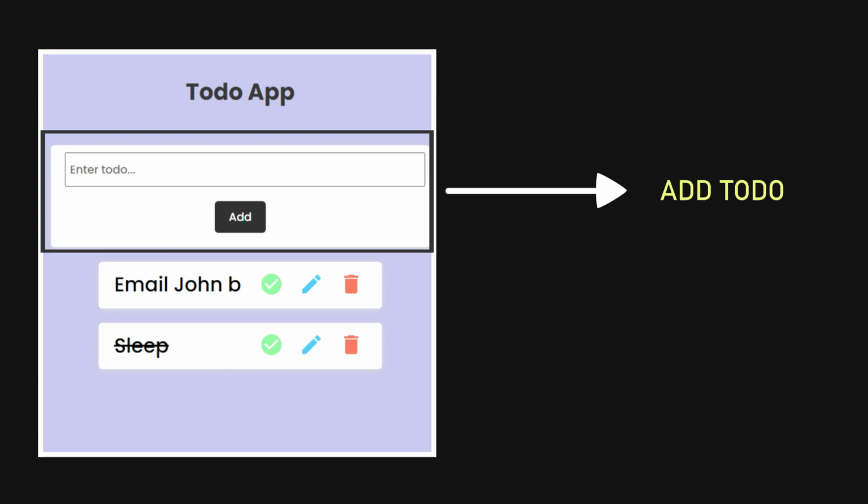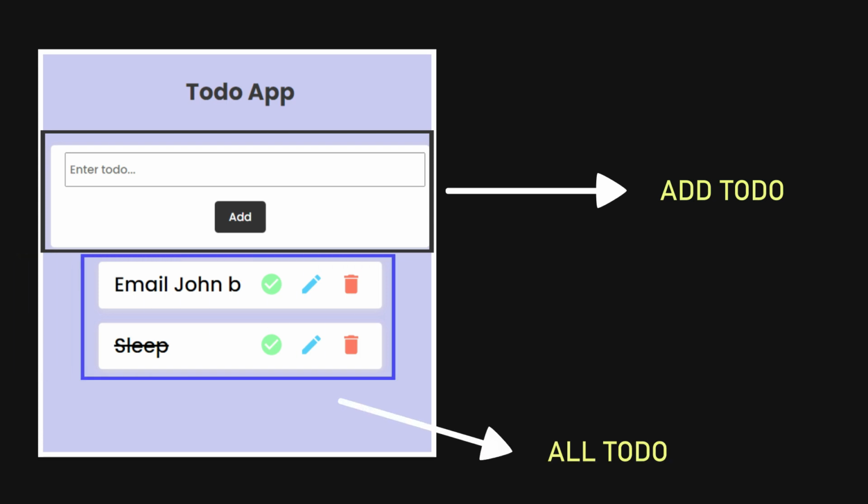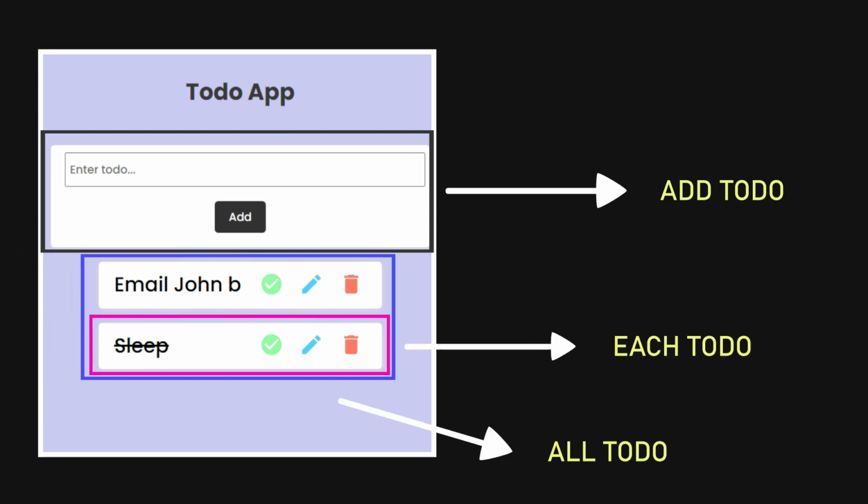Another example. This website has 5 components: add to-do component, all to-do component, and each to-do component. Also a root component containing all the components.